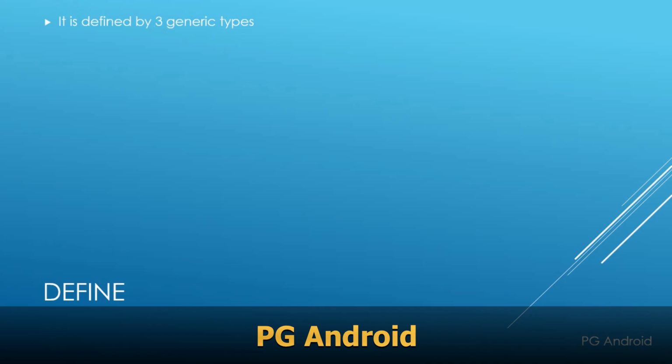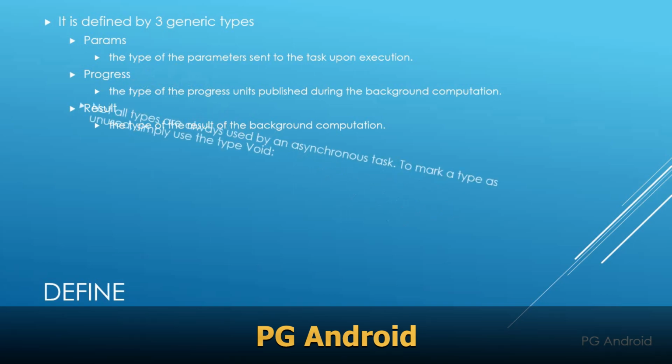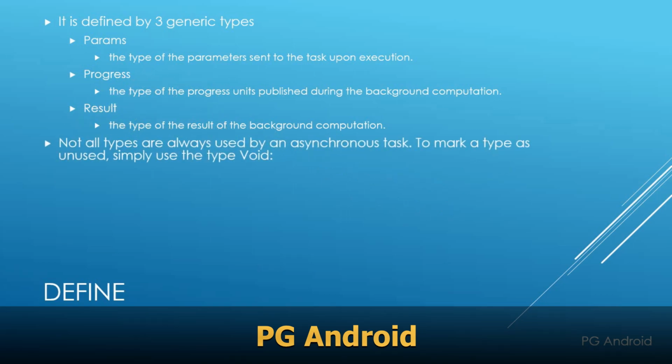First one is Params, and this type of parameter is sent to the task upon execution. Second is Progress, and this type of parameter is a unit which is published during the background execution. Third and the last, Result. That parameter is the result of the background task. All types are used by the AsyncTask, and in some cases these types may be unused, so you can use Void as a type.